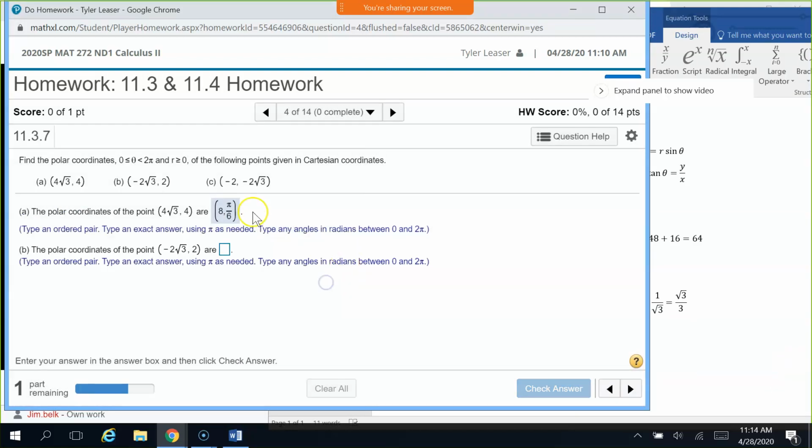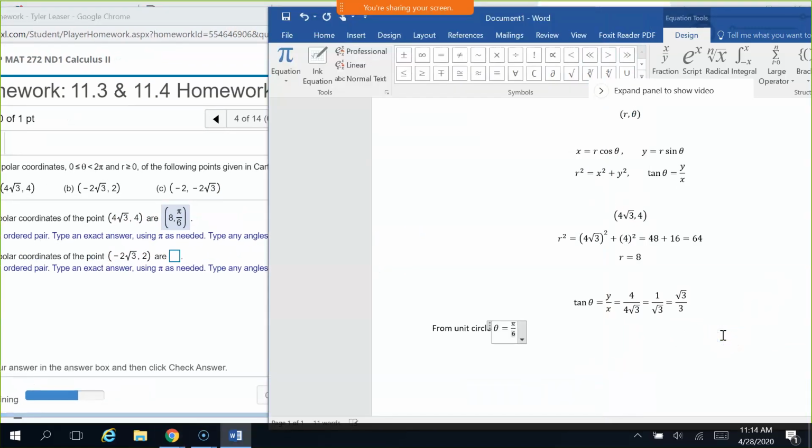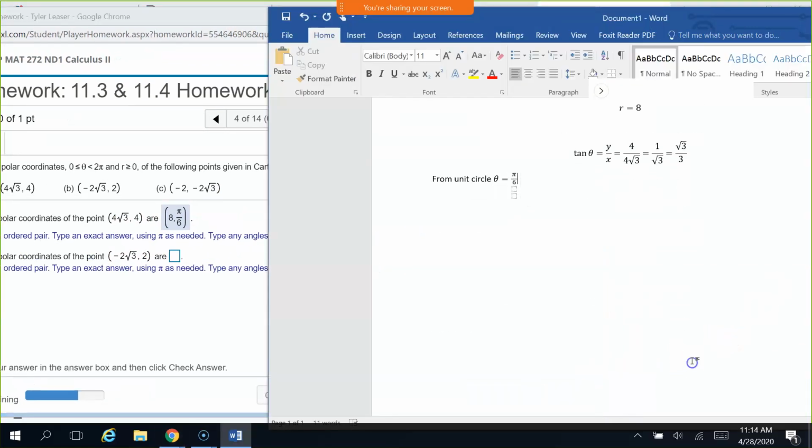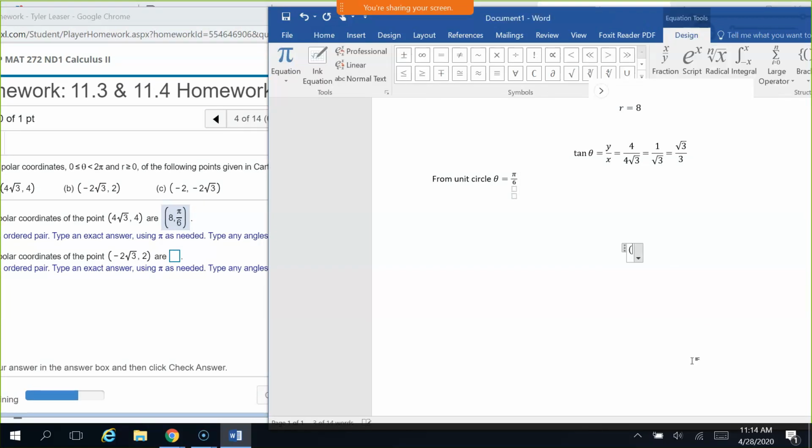Cool. Yeah, and so you just do that process for these other 2 as well. So just to do them a little bit quicker, the next point there is negative 2 square root 3, 2. So again, the x value is going to be that negative 2 square root 3, and then the y value is going to be positive 2 in this case.